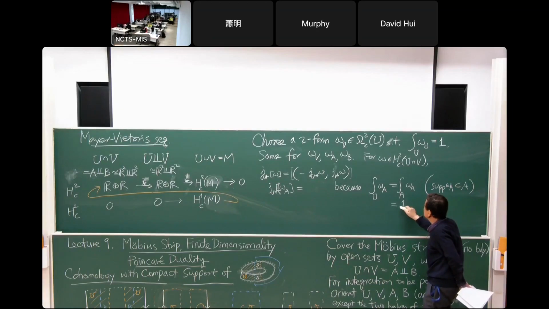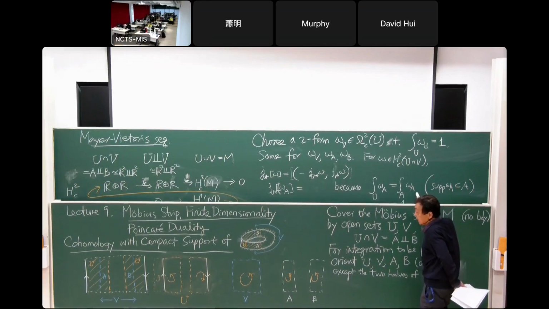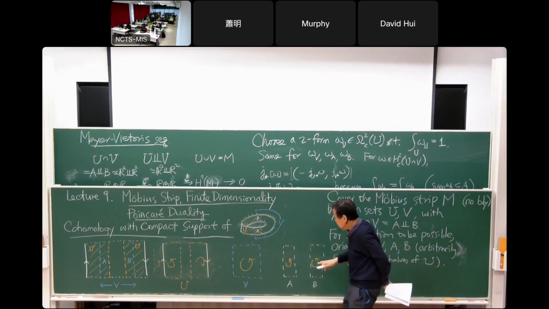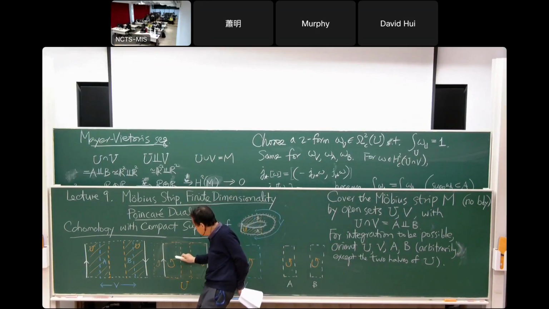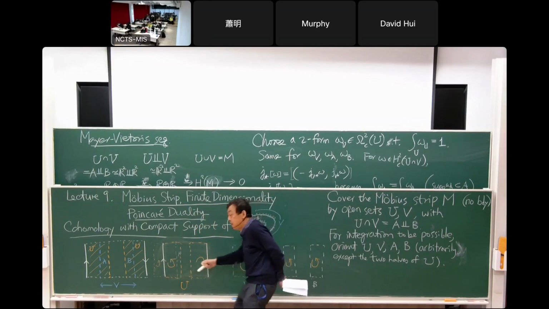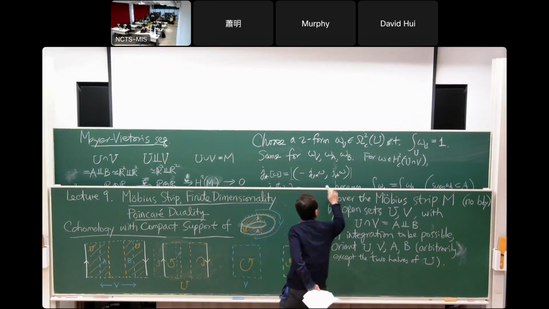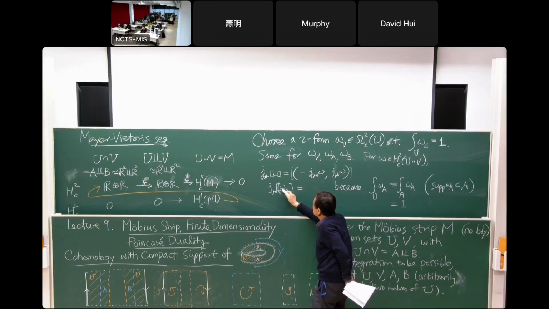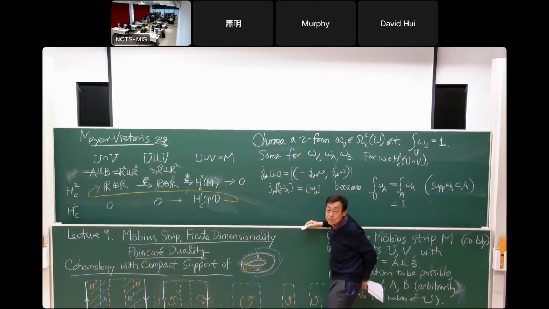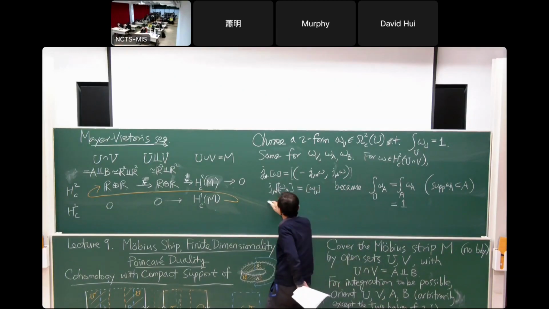And this, by definition, is 1, because A is this part here, and it's oriented the same way. So you get 1. And therefore omega A will just go to the generator, omega U.